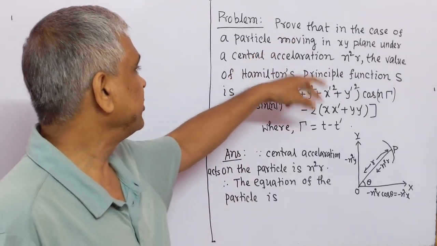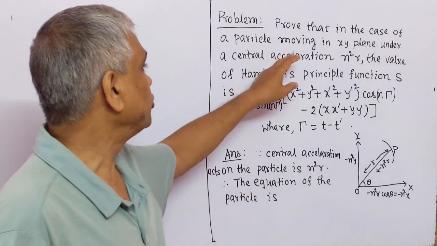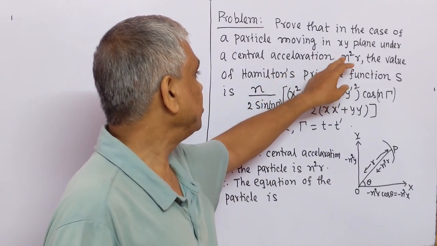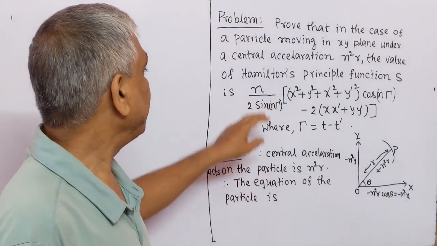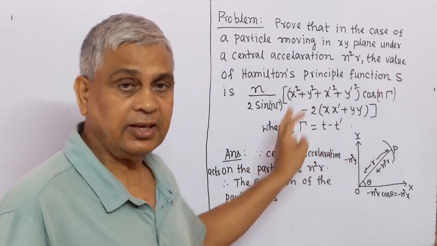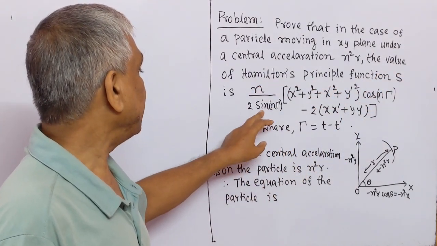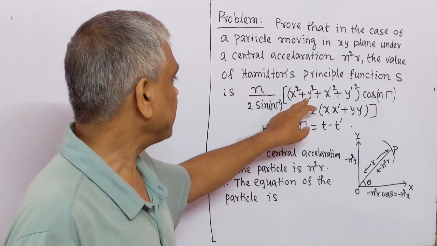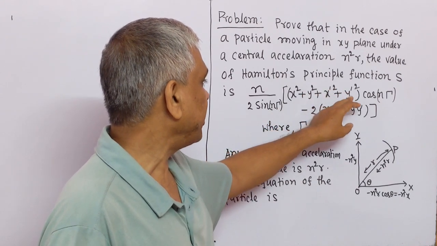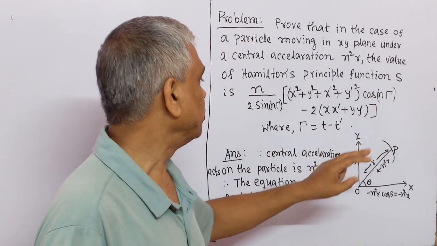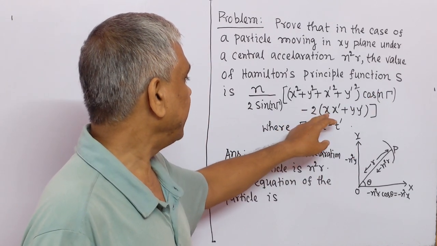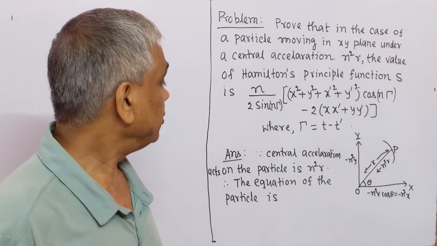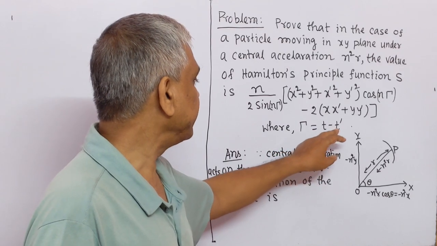The problem is: prove that in the case of a particle moving in the xy plane under a central acceleration n square r, the value of Hamilton's principal function S is n by 2 sine n tau, bracket (x square plus y square plus x prime square plus y prime square) cos n tau minus 2 bracket (x x prime plus y y prime) closed, where tau equals t minus t prime.